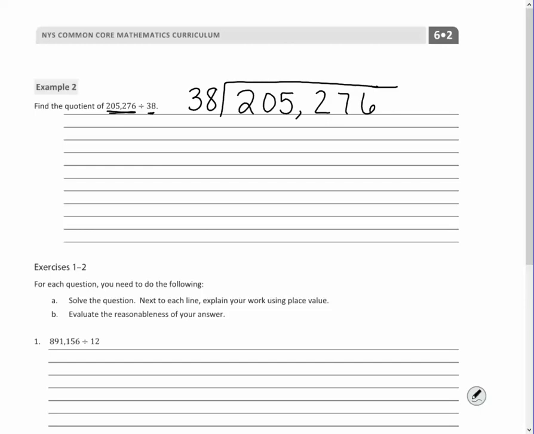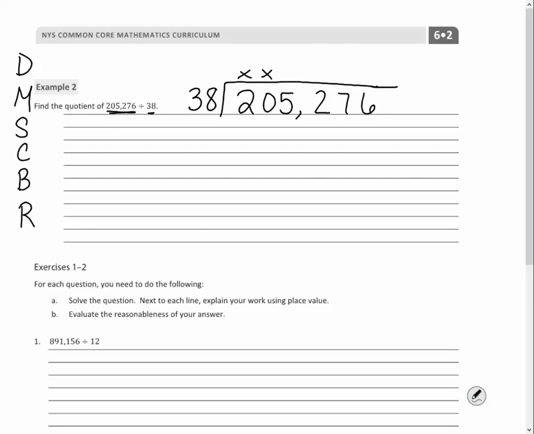All right, so let's write our mnemonic device here. Does McDonald's sell cheeseburgers raw? And again, that stands for divide, multiply, subtract, check, bring down, and repeat. So the first thing we're going to do is see, does 38 go into 2? No, it doesn't. So we're going to put a placeholder baby X right there, right up above it. Now, does 38 go into 20? No, it does not. But it does go into 205.